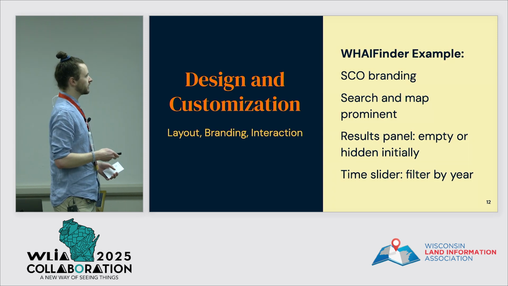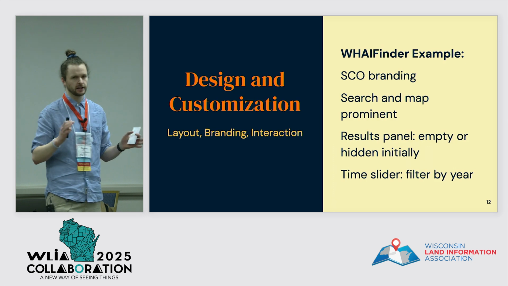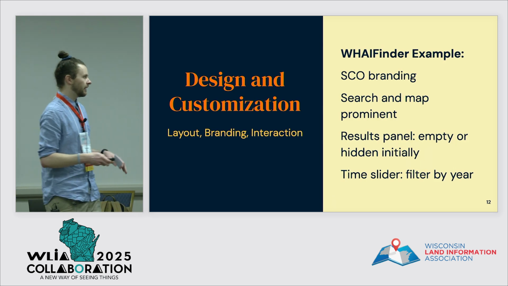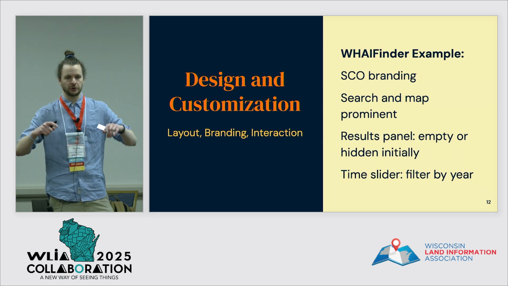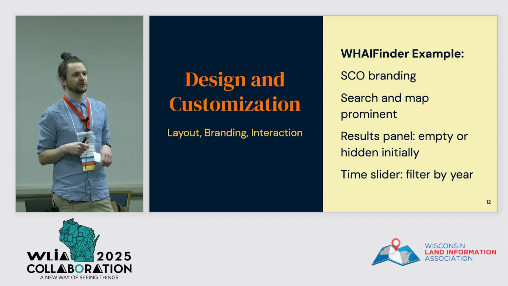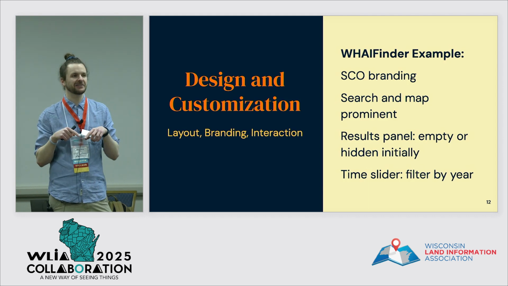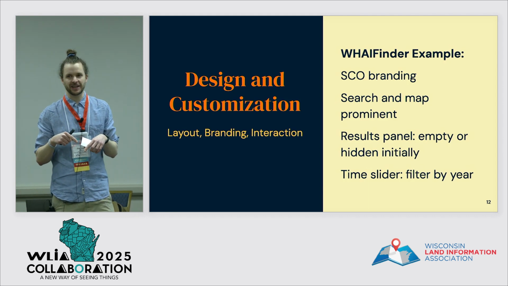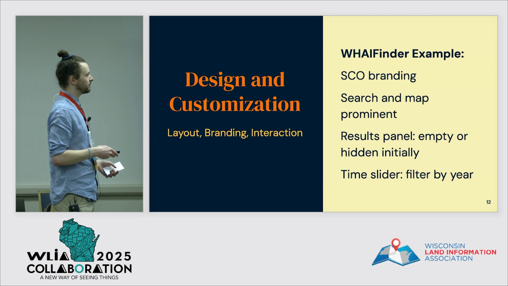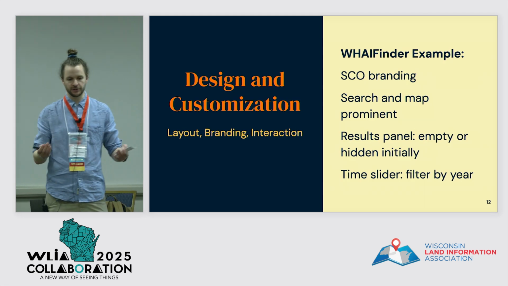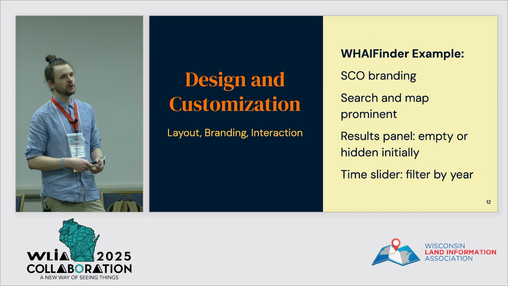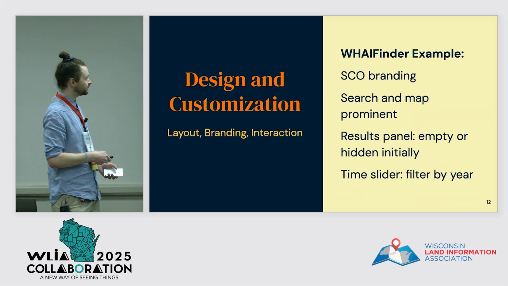The results panel, initially, we want that kind of hidden. We don't want to confuse people. One idea was originally just showing whatever images were in the extent, but if you start at the Wisconsin state level, that is 100,000 images, and that's not going to be helpful to anyone. Also, because there are so many images, being able to filter by year would be really helpful as well.